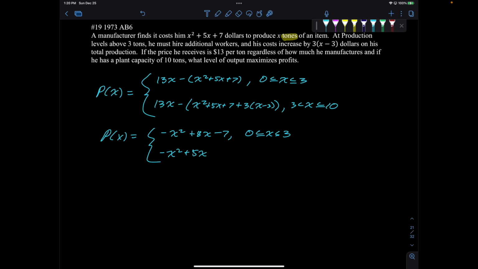And then in terms of the constant, we have minus 7 and then minus negative 9. So minus 7, minus, what am I doing? Why am I not just writing it? Minus 7 plus 9 plus 2. I think that's right.